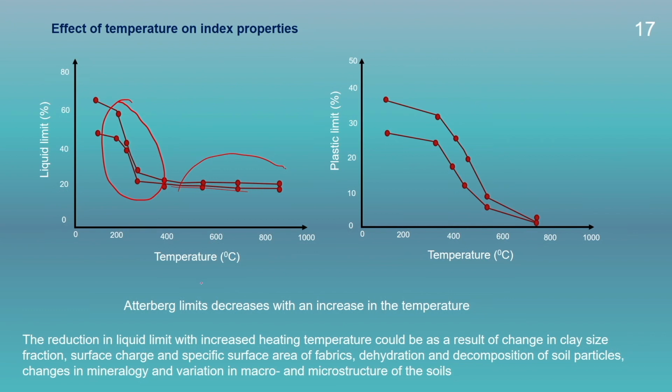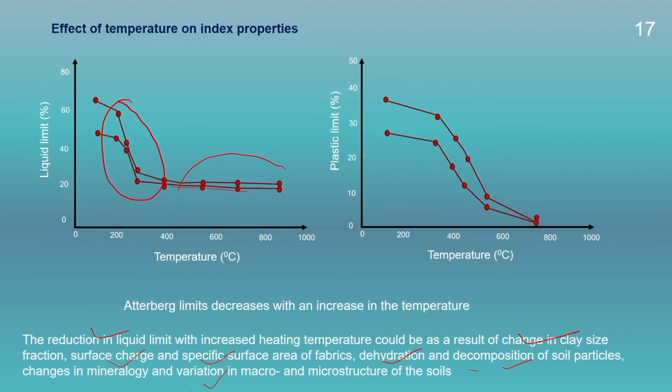This decrease in the liquid limit with increase in the temperature can be attributed to the increase in the silt size and also the removal of the diffuse double layer water. So, that contributes to the decrease in the liquid limit of the soil sample. So, the reduction in the liquid limit with increased heat could be as a result of the decrease in the clay size fraction, decrease in the surface charge and the specific surface area of fabrics, dehydration and decomposition of the soil particles, and the changes in the mineralogy and variation in macro and microstructure of the soil sample.